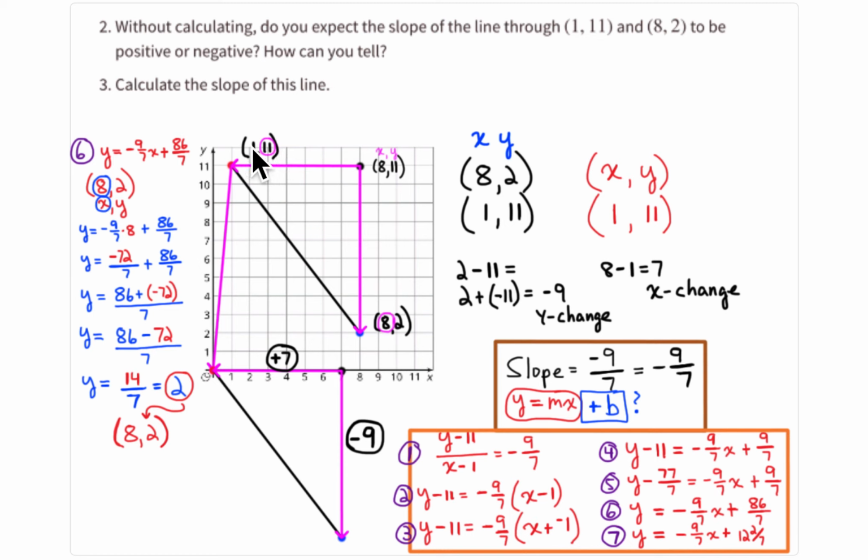So you can practice that a little bit one more time. So I'm using x as a value of 1. 1 times a negative 9 sevenths is negative 9 sevenths. 86 minus 9, or 86 plus a negative 9, is 77. 86 minus 10 would be 76. 86 minus 9 is 1 less than that, or 77. 77 sevenths gives you this answer of 11. All right, this is activity 2.